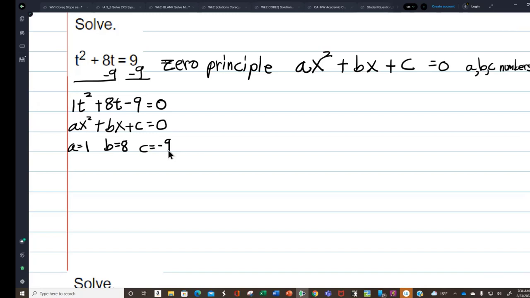Now, the great thing about this equation right here is that there's a 1 in front of the t squared. A is 1. When A is 1, factoring is easier. Here's why. Here's my equation, t squared plus 8t minus 9 equals 0. And when A equals 1, all I have to do is stop and factor the constant at the end. That's all I have to do.